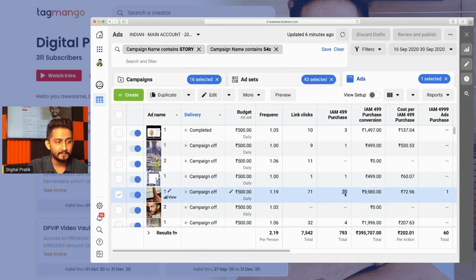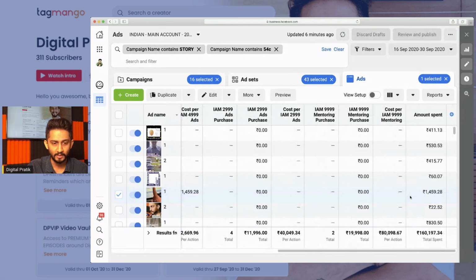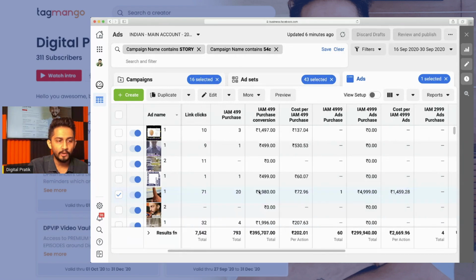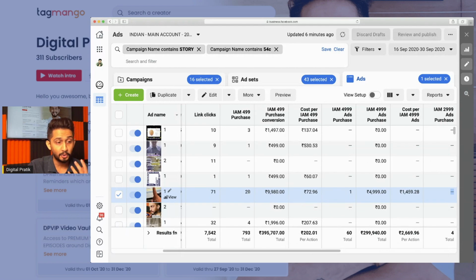Then 20 conversions out of this particular single ad, and look at this, 72 rupees only cost per acquisition. So total amount was close to 1500 rupees spent. But this is what I'm telling you guys. Now see, 1500 rupees were spent, and we were promoting what? A 500 rupees product, and we got 20 conversions out of that. So close to 10,000 rupees was already generated out of that. Any which way, this was performing extremely well.